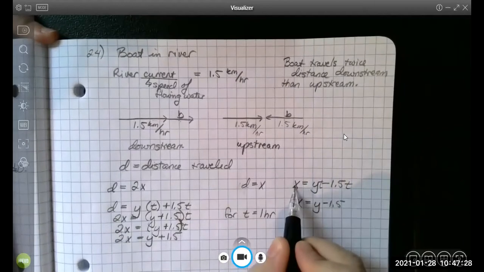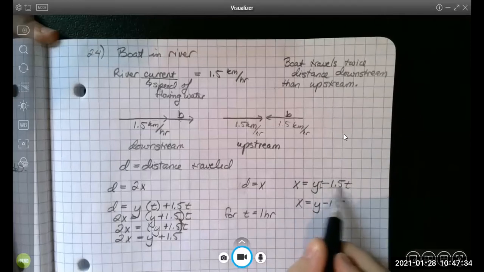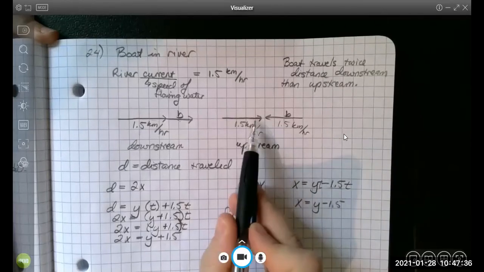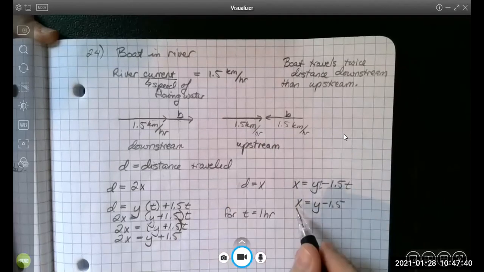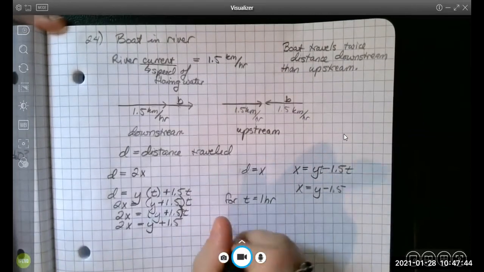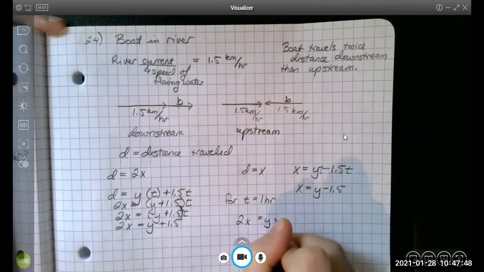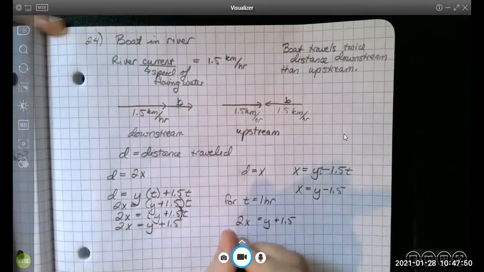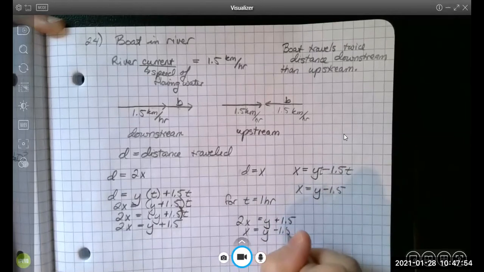So x is the distance, y is the speed of the boat, t is the time, and 1.5 is the speed of the current, which in this case, we're working against it, so it's negative. So here's my second equation. I'm going to put the two together. So I have 2x equals y plus 1.5, and x equals y minus 1.5.